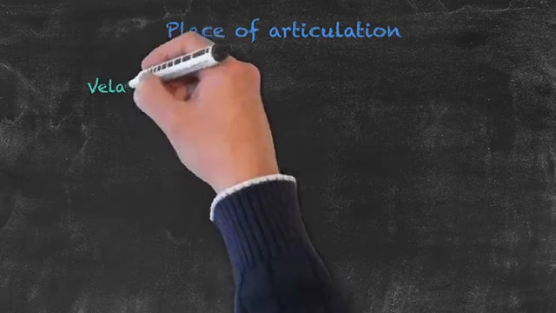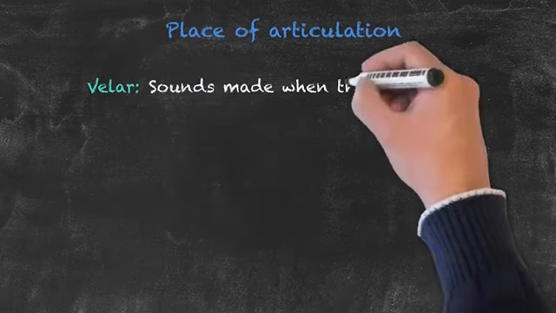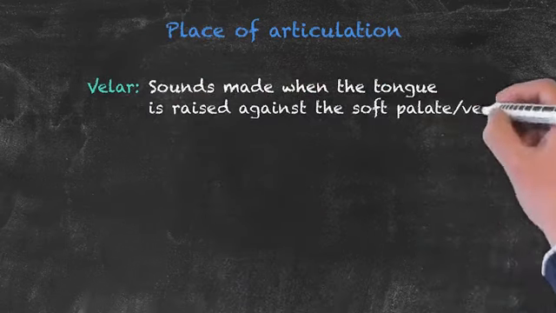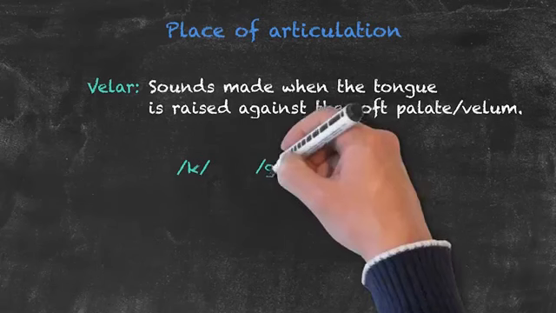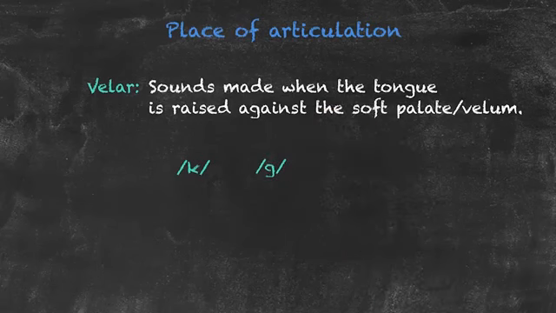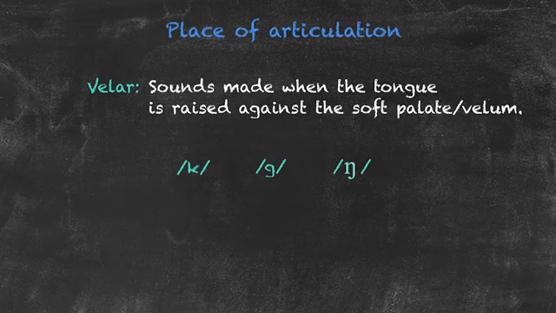Further back now, we have our velar sounds. They're called so because they involve the tongue being raised against the soft palate, and we have a few of those sounds as in k and g, as well as the ng sound. Again, it involves the tongue up against that soft palate or the velar region of our mouth with the k and g, as well as ng sounds.